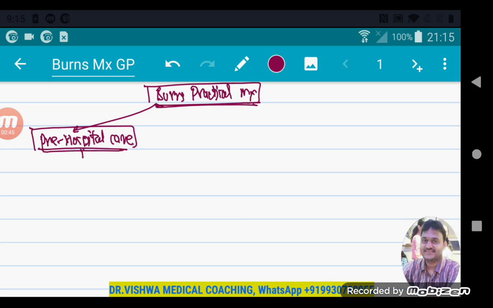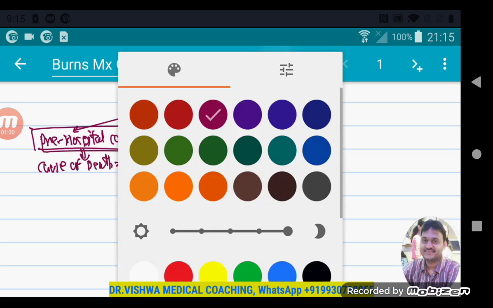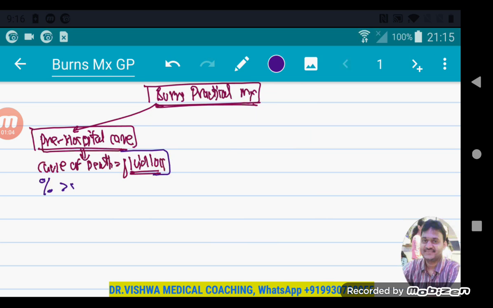So first important, because the most important cause of death, what is it? It is fluid loss. Because of the burn surface area, whatever percent of the total body surface area is involved. Normally, if more than 50% of the body surface area is involved, then the fluid loss can lead to hypovolemic shock. Because of that, we need to take care of this as soon as possible.